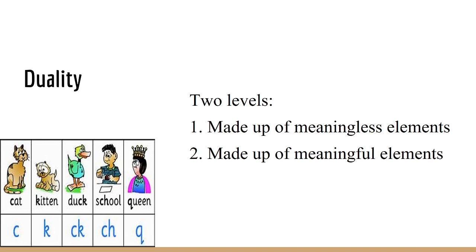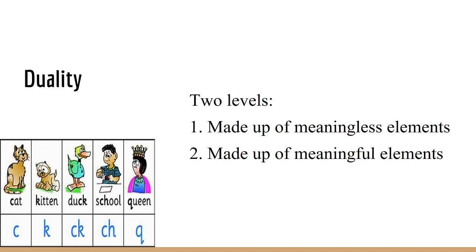Moving on to the next property of language, that is duality. Language is organized in two levels. First one, it is made up of meaningless elements, or say the distinct sounds pa, da, ka, ba, etc. And the second, it is made up of meaningful elements. When we combine the sounds meaningfully, then we get a meaningful word.